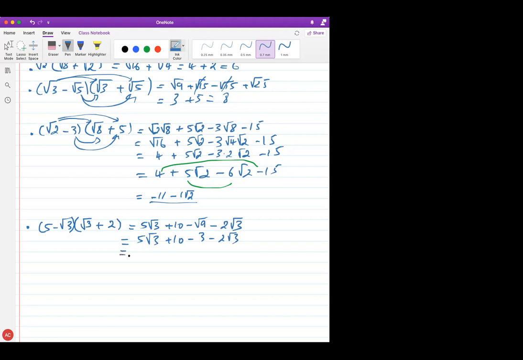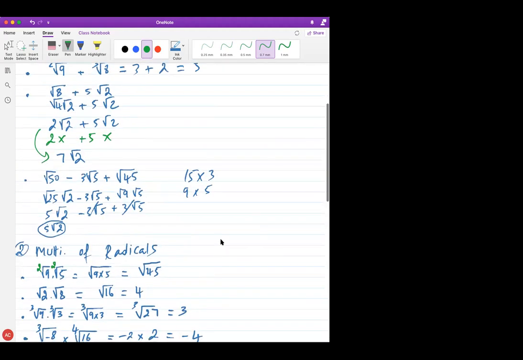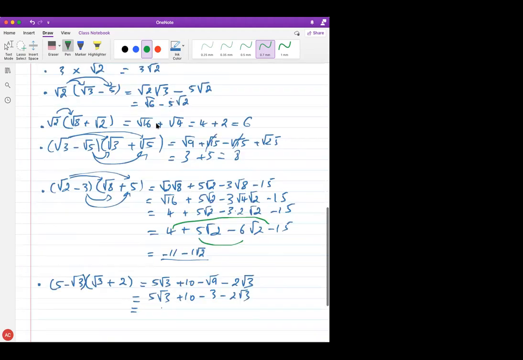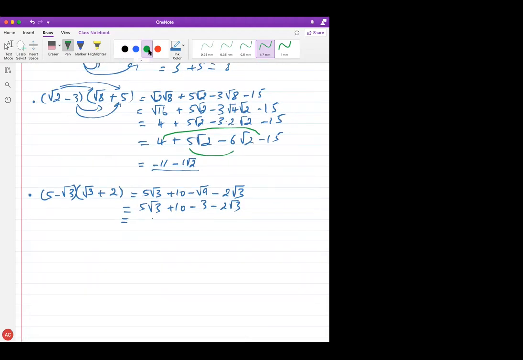All right, let's simplify the like terms. What do we combine here? 3 and 5. Radical of 3 and negative 2 radical of 3. Exactly. So we have the same index and the same radicand. We can subtract. Again, for addition and subtraction, as I said, we must have the same index and the same radicand. For multiplication, we just need the same index. So luckily here they look alike.